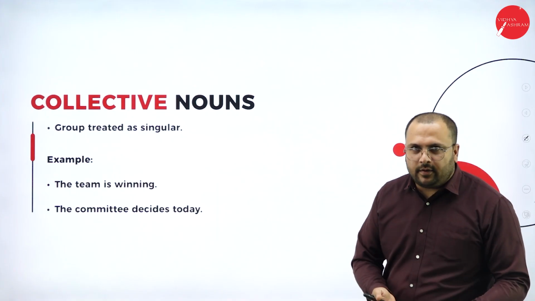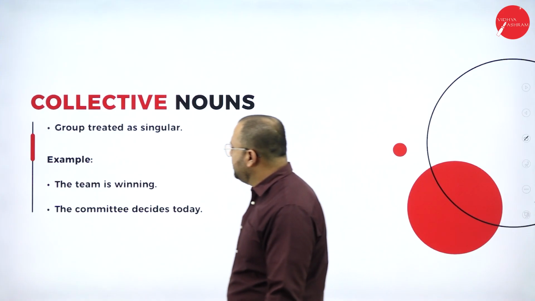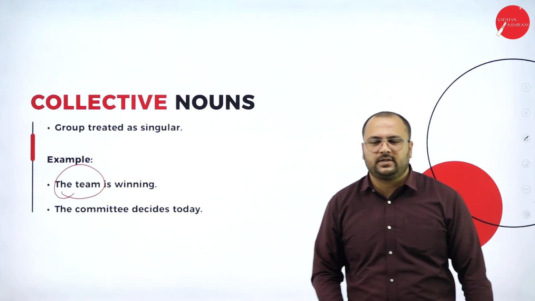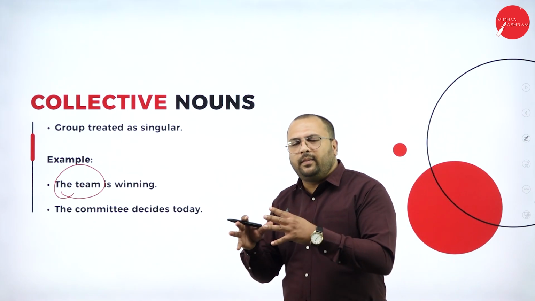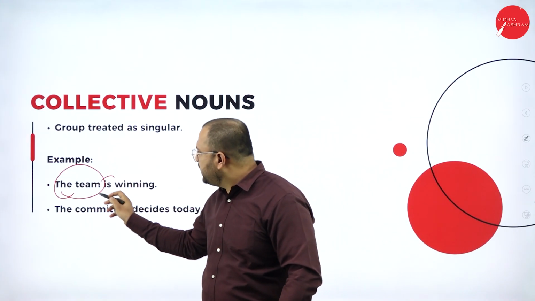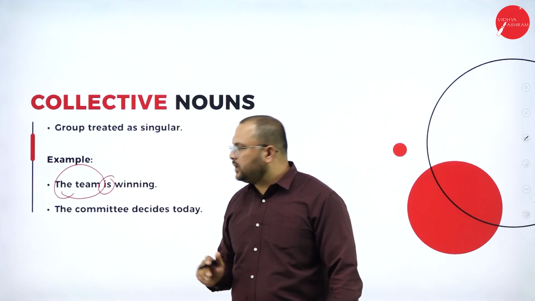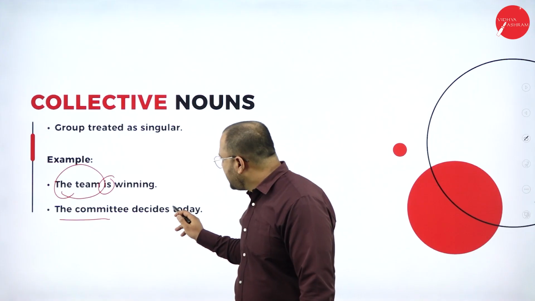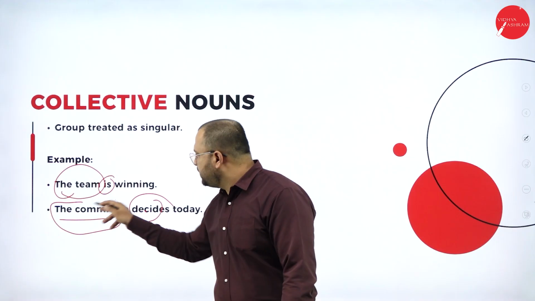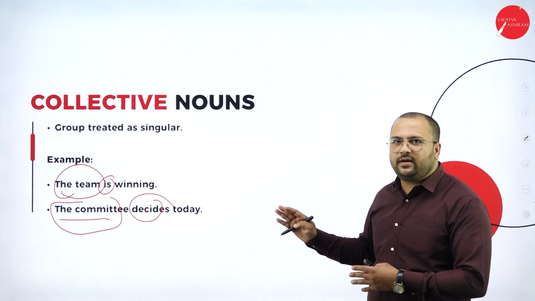When you talk about collective nouns, don't have the number in your mind and think that it's plural. For example, the team. Here we are talking about one team. There may be any number of players, any number of participants, but we are talking about them as one particular group. One group, a team, the team is winning. You can't say the team are winning. When you say the team are winning, that's grammatically wrong. The committee decides, decide plus does, singular. The committee as one group decides today. This is the basic understanding you should have in your mind.